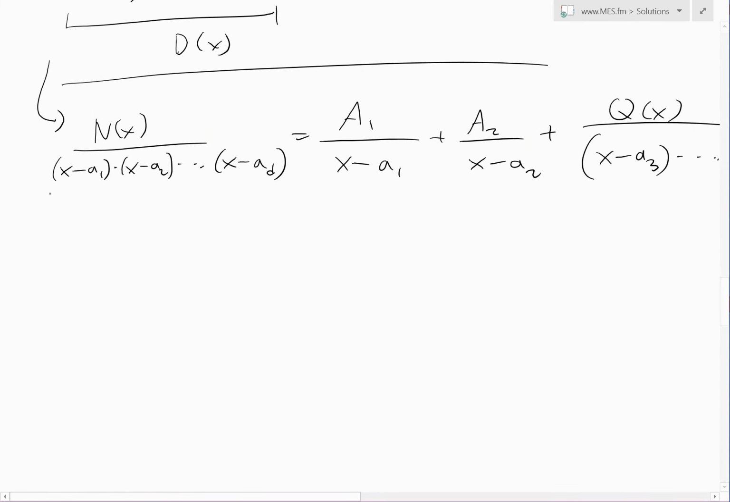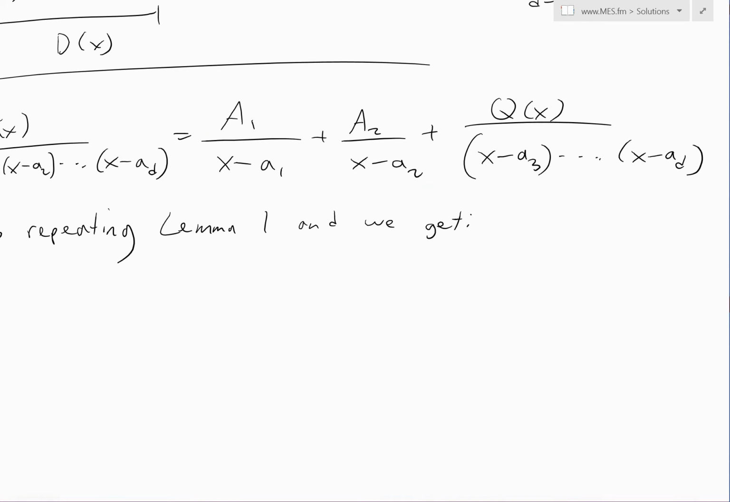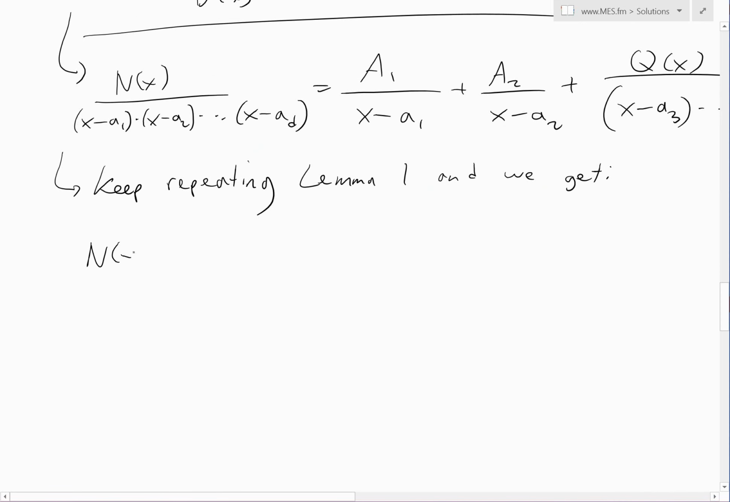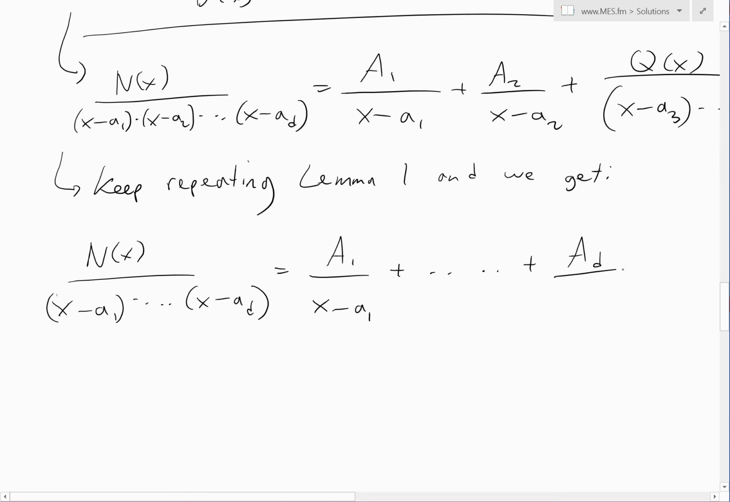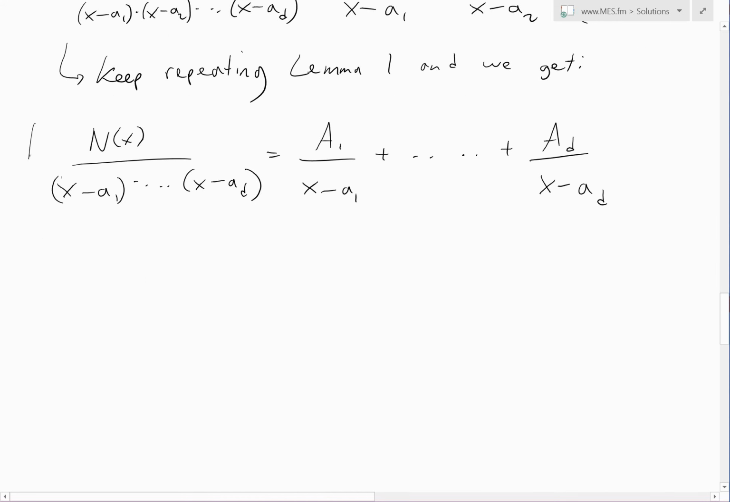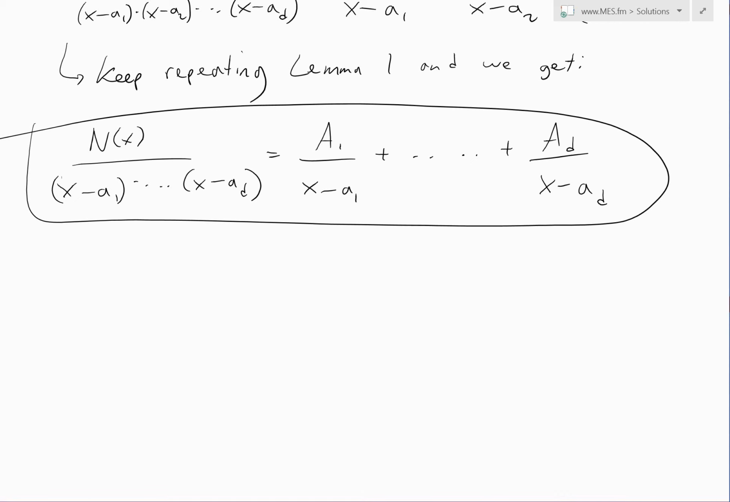So now if you keep repeating this, so keep repeating lemma 1, what we will eventually get is basically our final answer, which would be n of x over x minus a1 all the way to x minus a d equals a1 over x minus a1 plus, and it keeps going on and on until we get the last part, a d over x minus a d right here. And as you can see, this is exactly our initial theorem.